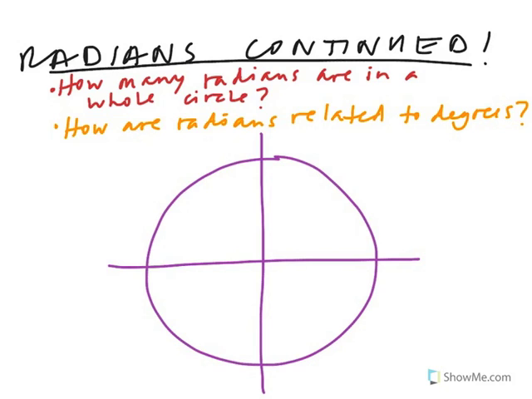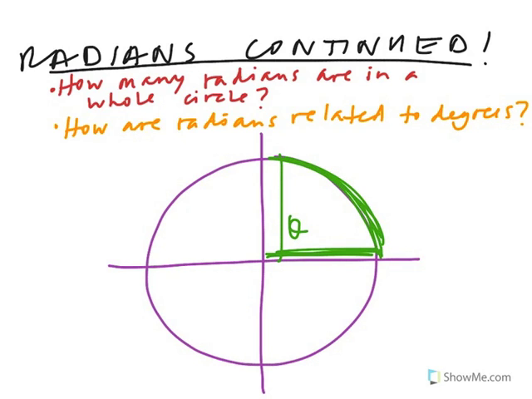Alright, scholars. So we know that in a circle there are 360 degrees. The question is, how many radians are there in a whole circle? Now remember, we said that radians just mean how many times a radius length will fit in some chunk of the circumference. Okay? So how many of these lengths are there in here?